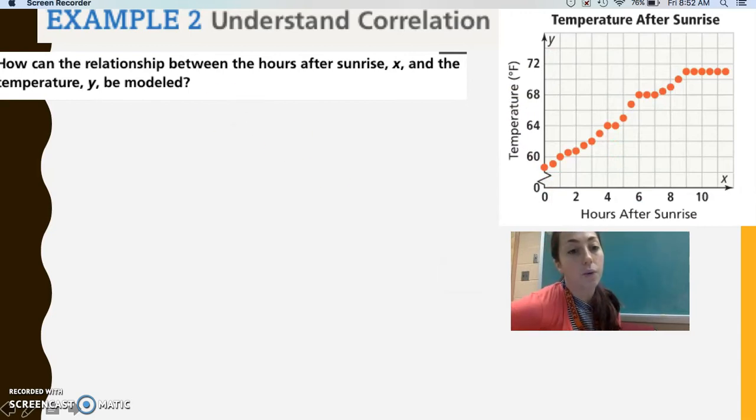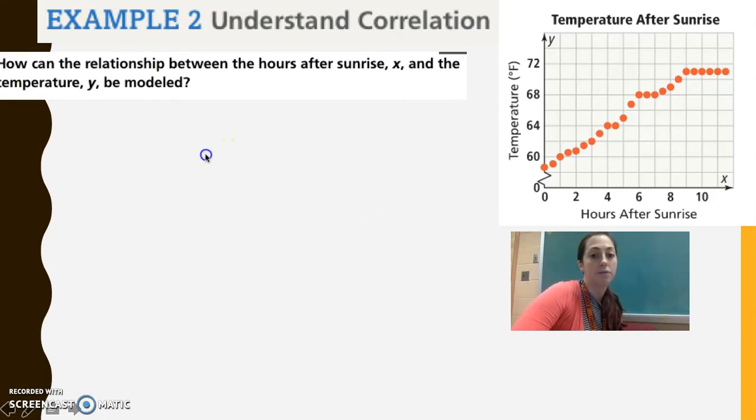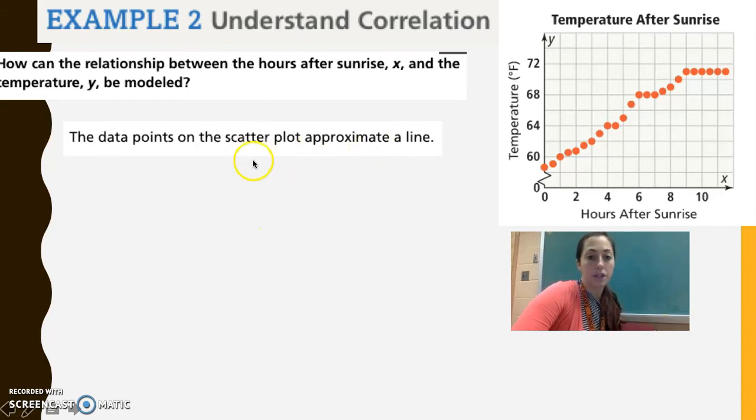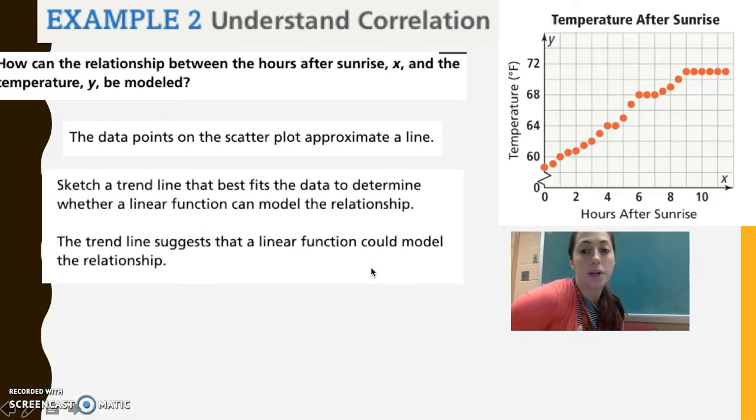Example 2, understand correlation. How can the relationship between the hours after sunrise, X, and the temperature, Y, be modeled? So it's actually identical to what we were just talking about. If it's a positive association, it's going to be a positive correlation. That's if they approximate a line. Sometimes it could be a positive association because it is increasing, but it's difficult to make a line of best fit. So I want you to draw a trend line that fits the data to determine whether a linear function can model the relationship.